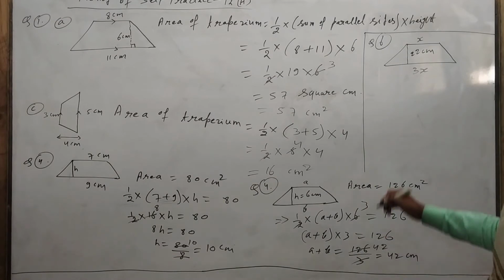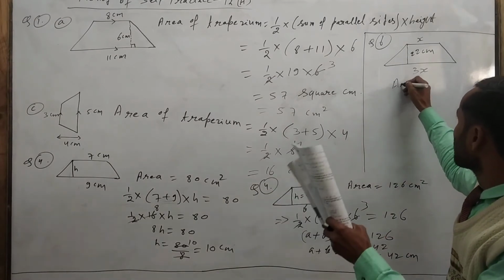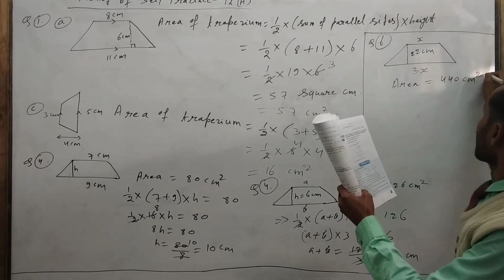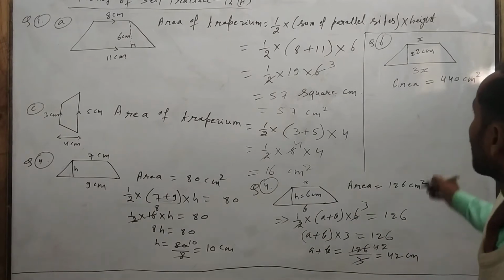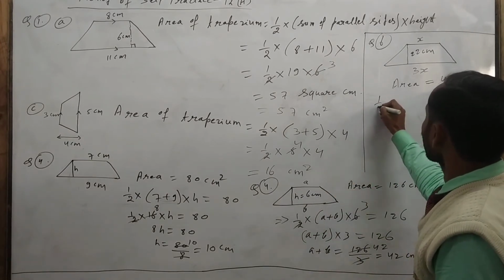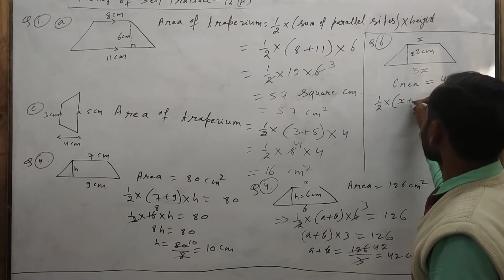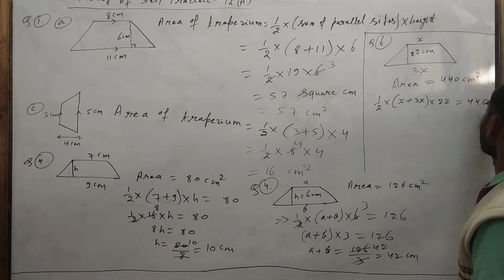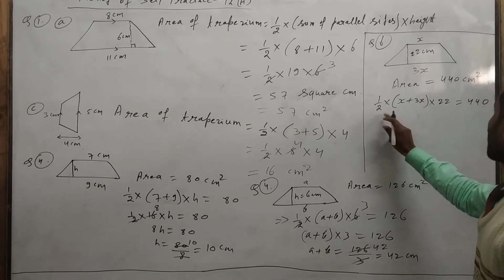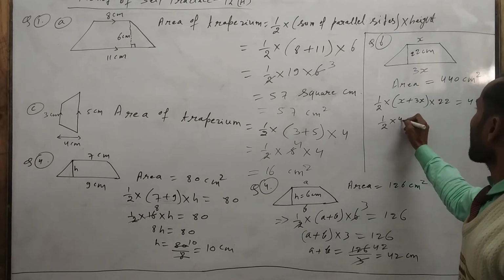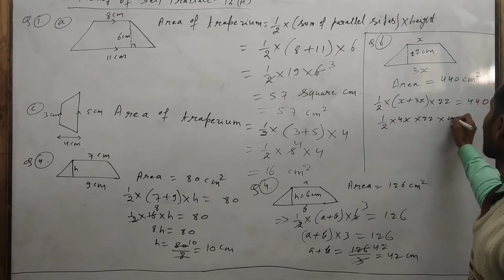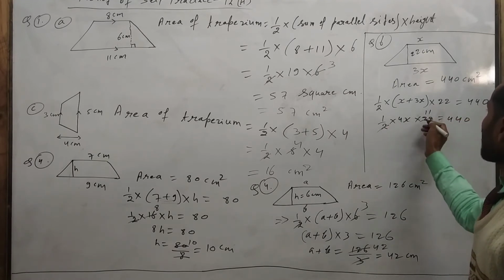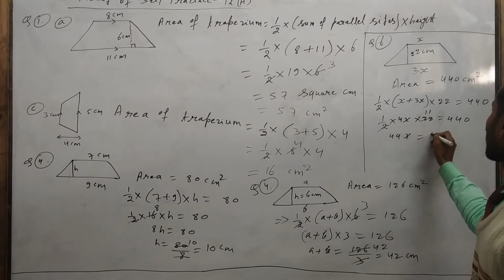Now we can use the formula again. Area is also given. Area is equal to 440 centimeter square. Now use the same formula: 1 upon 2 into the sum of parallel sides, meaning x plus 3x, into height 22, is equal to 440. Now we will add this. So 1 upon 2 into 4x into 22 is equal to 440. Now we will cancel out. It will come 11, 11 into 4, 44x equal to 440.